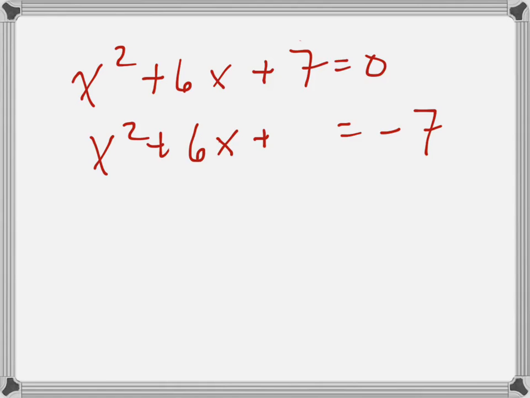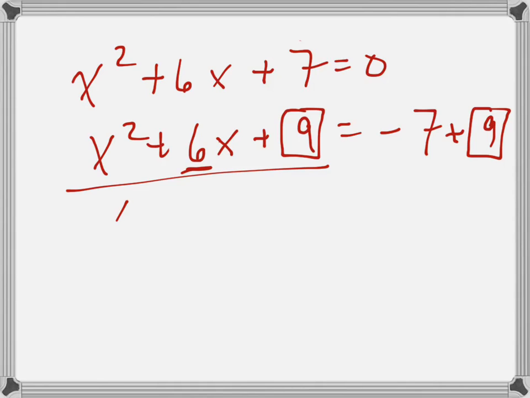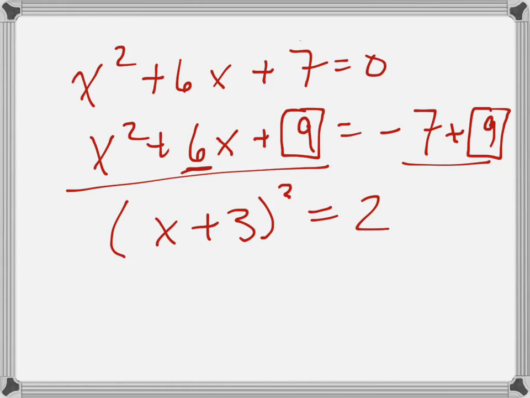And I'm going to add what to both sides? Half of this, 3, squared. No, I'm going to add 9 to both sides. And what's this going to give me? x plus 3 squared. And then that would just equal 2. So what are my answers?